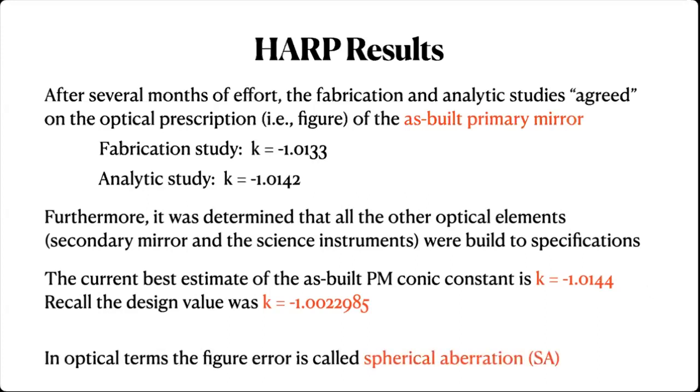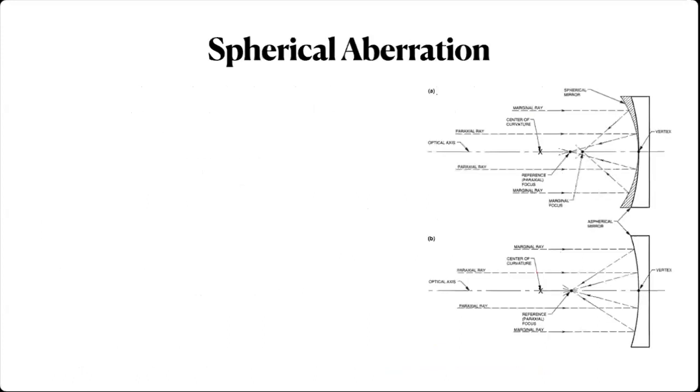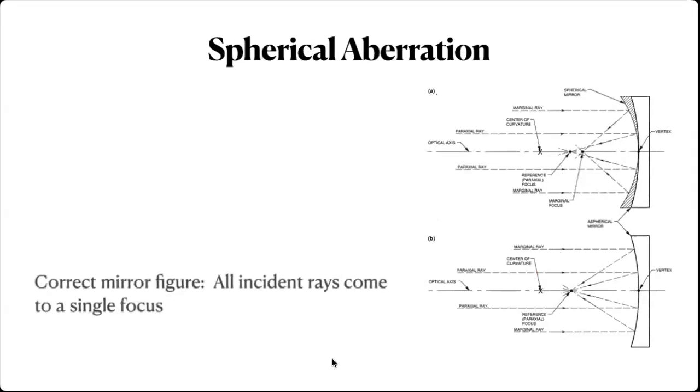In optical terms, this kind of an error produced spherical aberration in the wavefront coming from the telescope. So everybody agreed at this point. We know what the problem is. We have confidence in it. Before I jump ahead, let me just say a word about the spherical aberration, because this may not be familiar to everybody. This is just a cartoon, by the way.